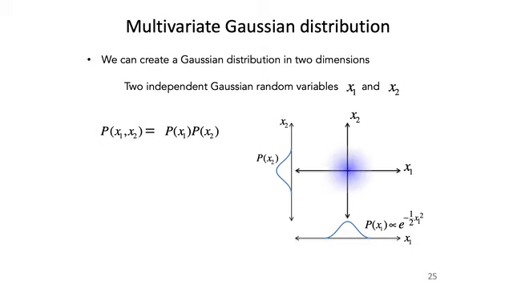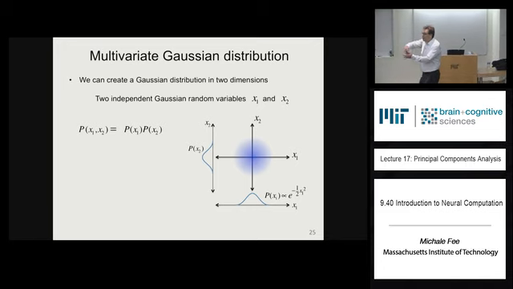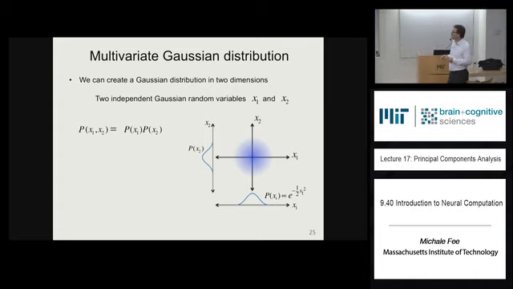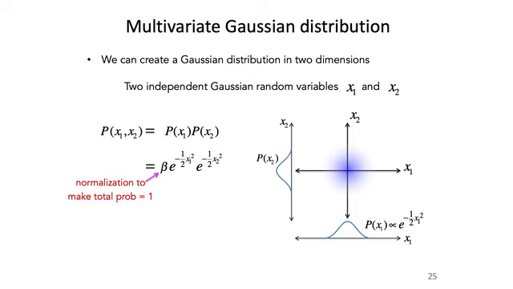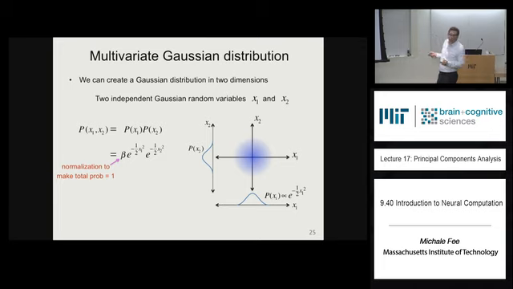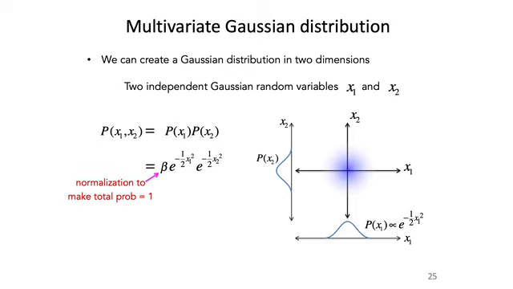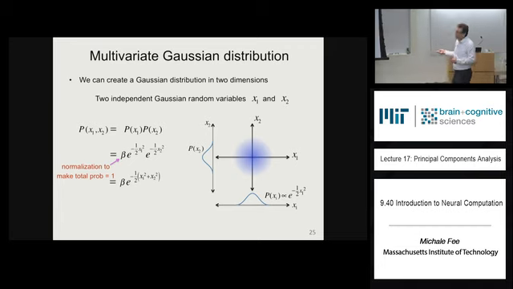And we have some Gaussian cloud, some Gaussian distribution in 2 dimensions that we can write down like this. It's simply the product. So the product of these 2 distributions is e to the minus 1/2 x1 squared times e to the minus 1/2 x2 squared. And then there's a constant in front that just normalizes so that the total area under that curve is just 1. Okay, we can write this as e to the minus 1/2 x1 squared plus x2 squared.